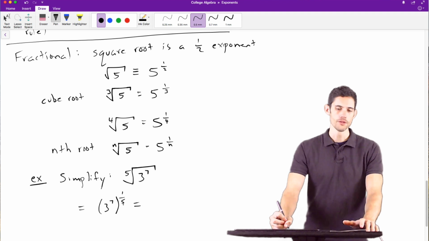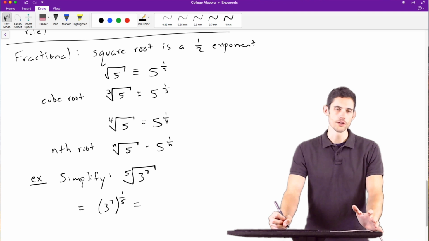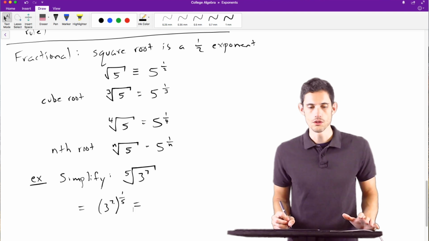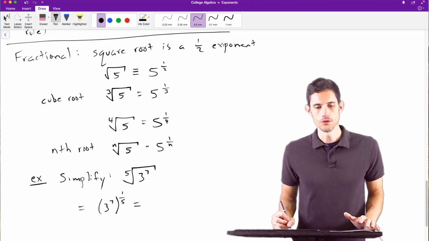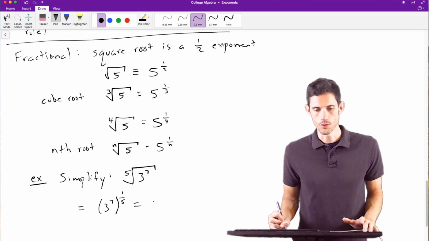And now I'm in the situation where I've got an exponent raised to an exponent, and that's a power rule. In that scenario, you multiply these exponents. So this is 3 to the 7/5 power.